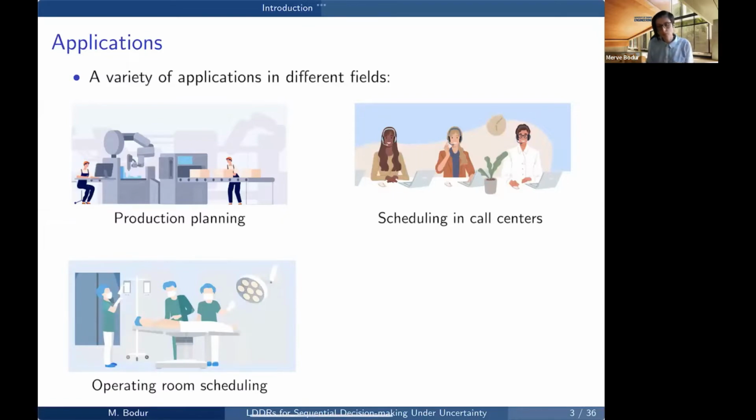Another example will come from the healthcare domain, and if time permits, I will tell you a little bit about the operating room scheduling problem, where the surgery durations will be the main source of uncertainty, and we need to adapt our scheduling decisions according to the random observations.